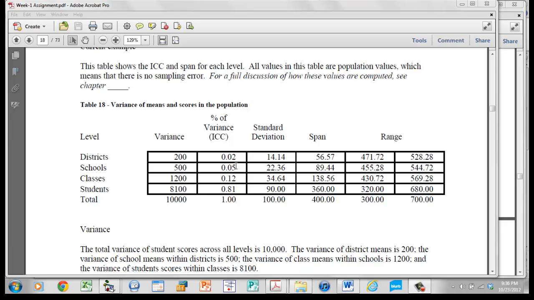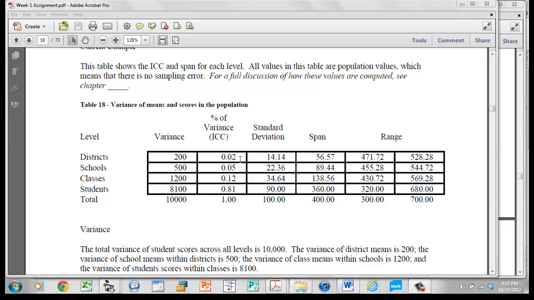The reason that we need to know the variance or the proportion of variance is that we're going to be figuring out how much sampling error there is at each level. That sampling error is going to depend on the population variance at that level and the number of units at that level. So it really doesn't matter, we're going to be using one of these numbers in the computations.